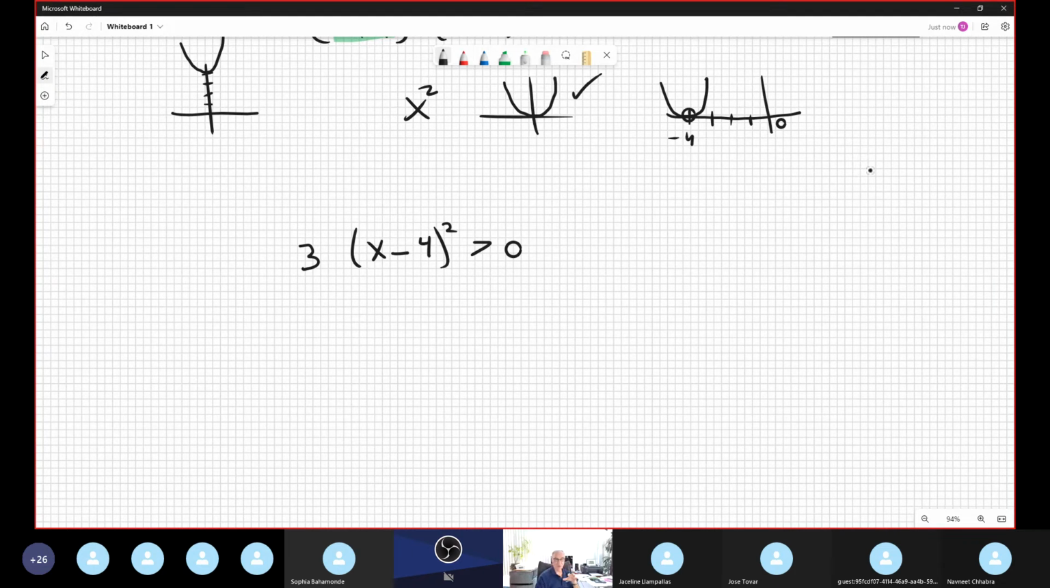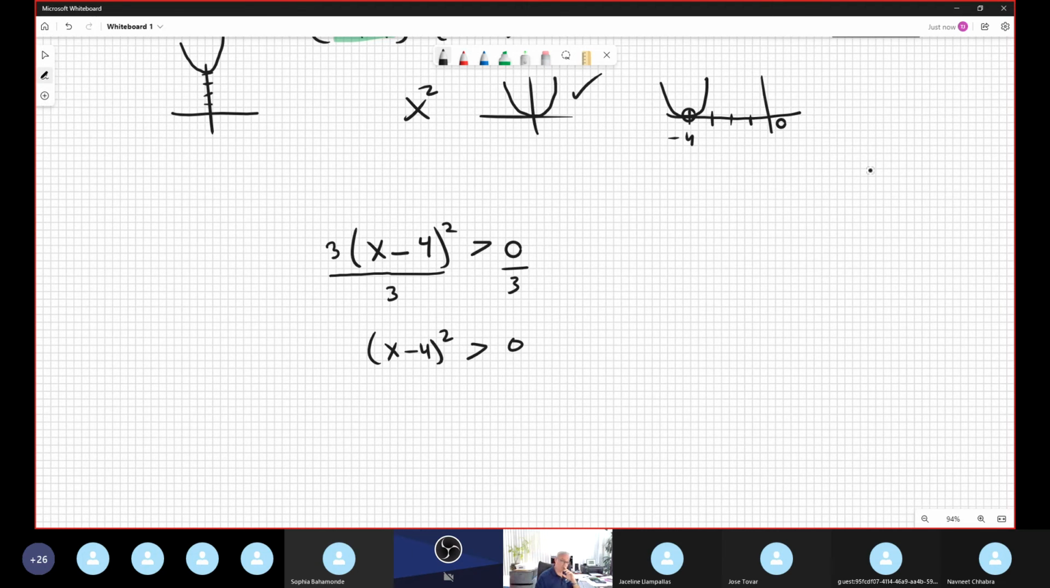When you have an inequality, I never consider that you have a constant multiplier, because I can destroy it. How do you destroy it? Well, you divide by 3, and divide by 3 here. So when you divide by 3, this 3 is canceled. You say it's (x minus 4) squared greater than 0, because 0 divided by 3 is 0.